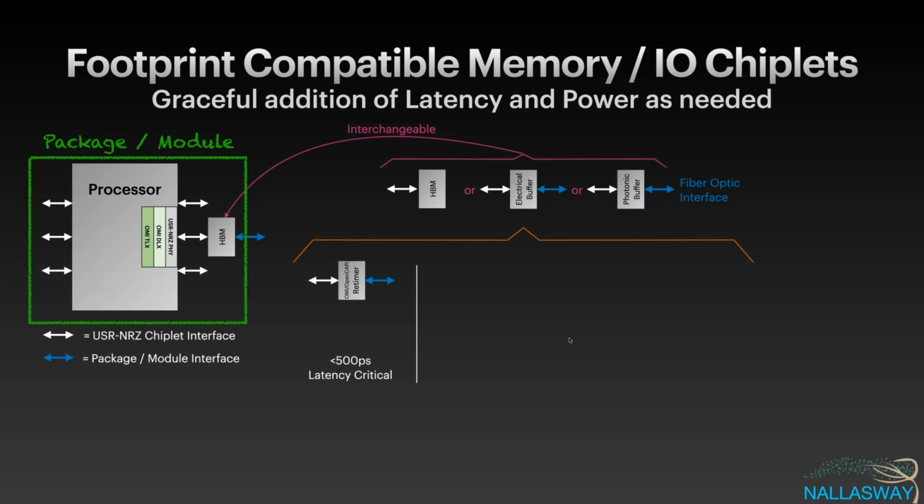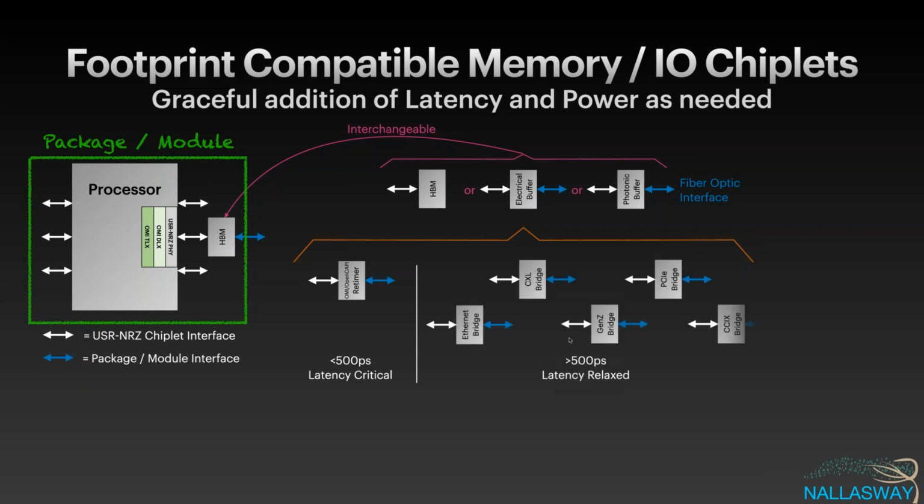But obviously this retimer would absolutely be latency critical. So I've said here we'd need to target less than 500 picoseconds for this buffer. But equally, when we wanted to connect other interfaces like CXL, Ethernet, Gen-Z, PCI, we can then build bridges as chiplets to bridge out to those other standards, which may be more appropriate for certain applications.